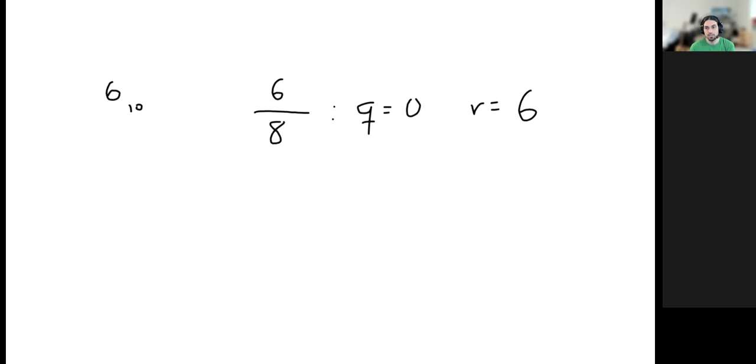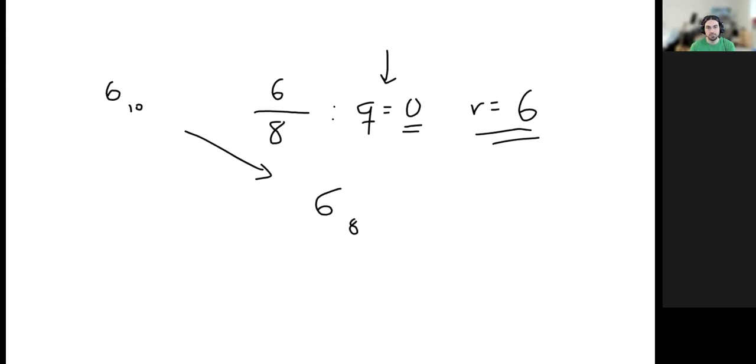So I take the remainder and write it down. The next time, I'm going to take the quotient and divide that by the base. But because it's already 0, that's when we stop. So 6 in base 10 is 6 octal. Now that might be obvious because we have the symbols 0 through 7, so it looks the same.